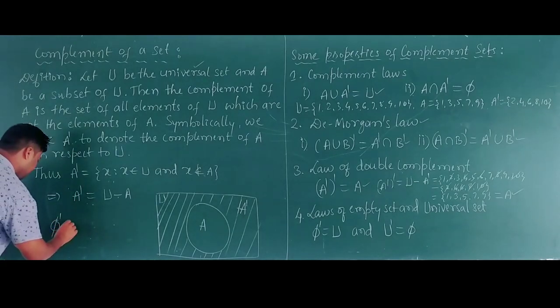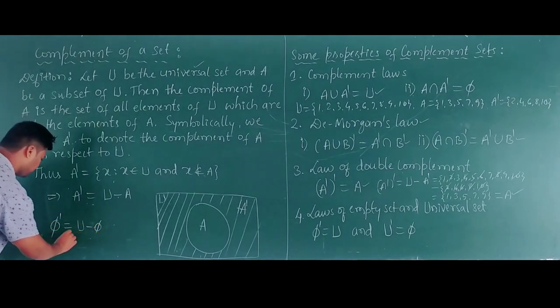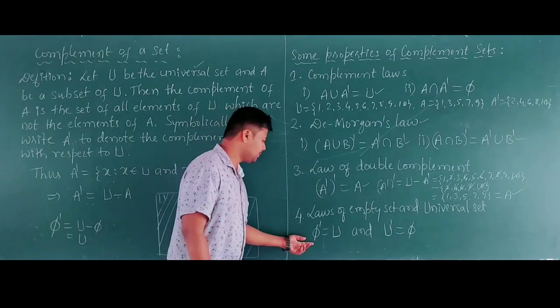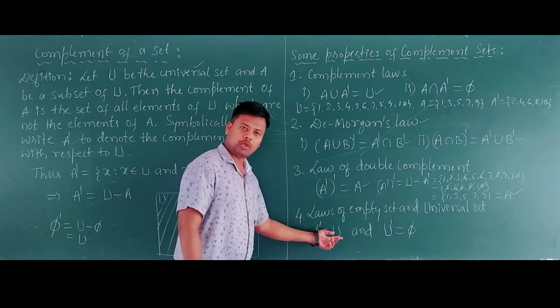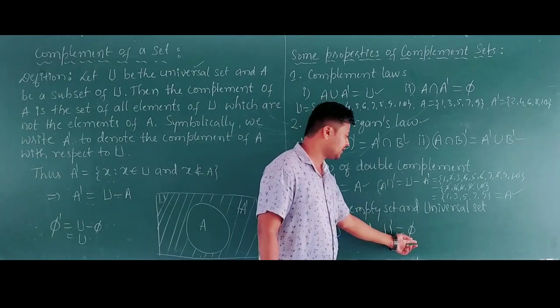The complement of the null set equals, the formula is U minus null set. What is A dash? U minus A. So place A as the null set. Null set means it contains no elements. U minus no elements means what? U only. Is it right? That's why the complement of a null set is the universal set only. And the complement of the universal set equals the null set.